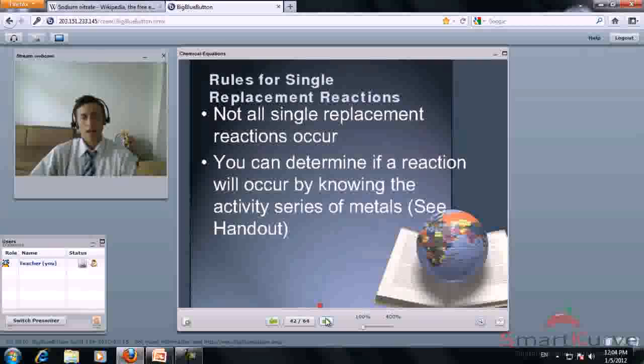All right. And our handout does have the activity series of metals. If you look at that series, you will notice magnesium is above zinc and silver. It is more reactive. That's why it replaces them.